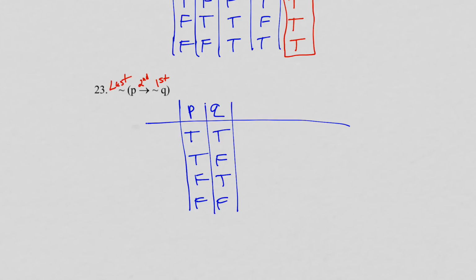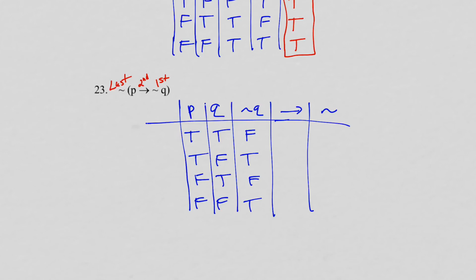Okay, so let's see what that looks like. I'm going to do the negation of Q. Let me just put the symbol. And then I'm going to do this last symbol. So first of all, let's negate Q. That's just flipping the values. So if it's true, false, then I'm going to do false, true, true.